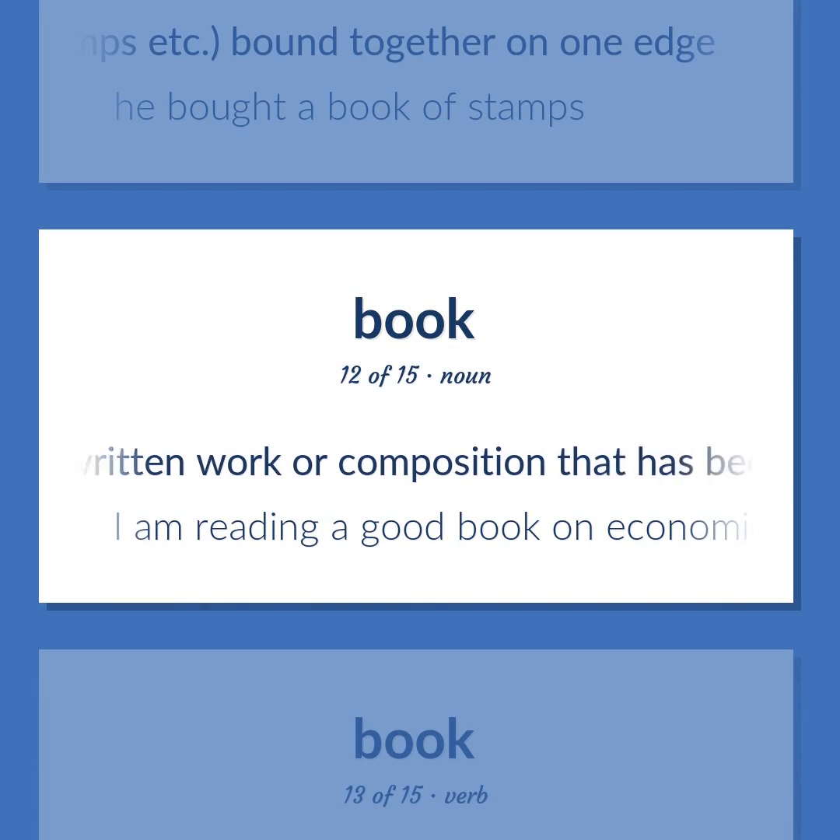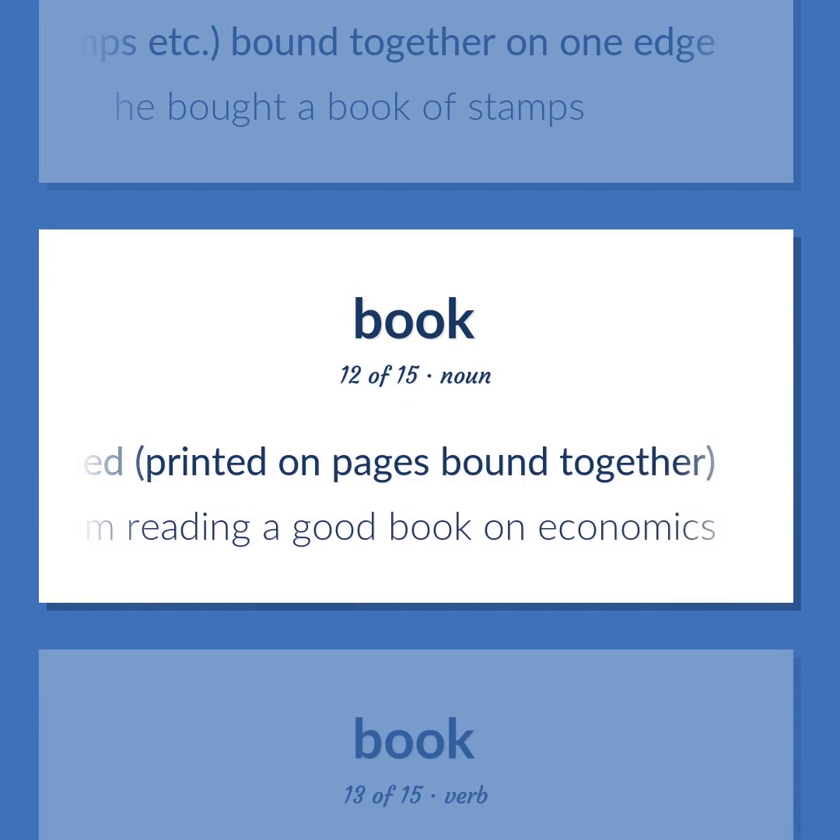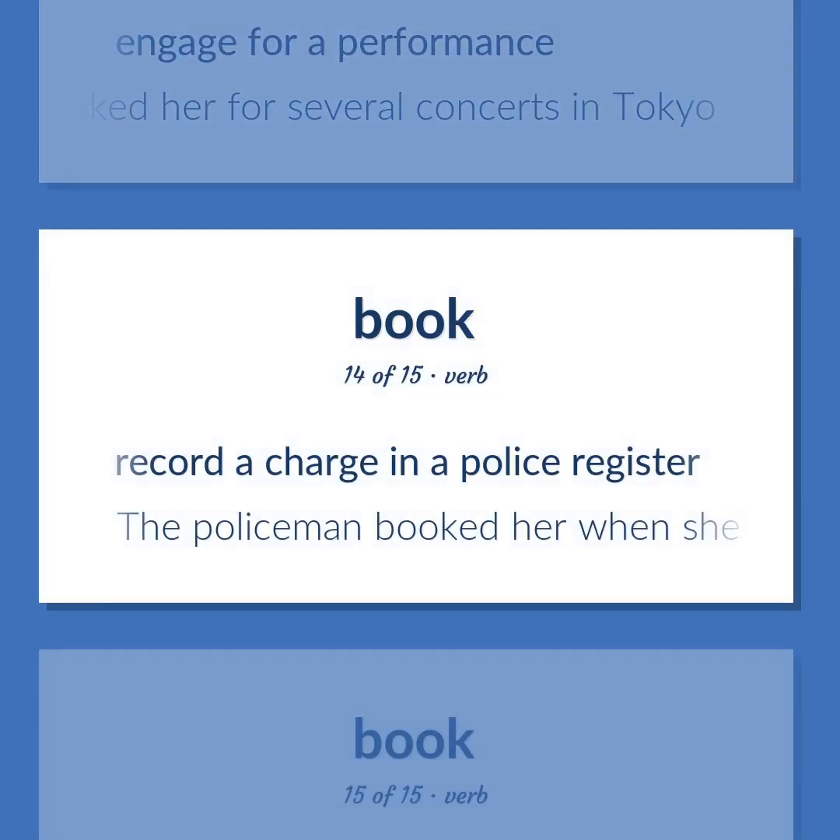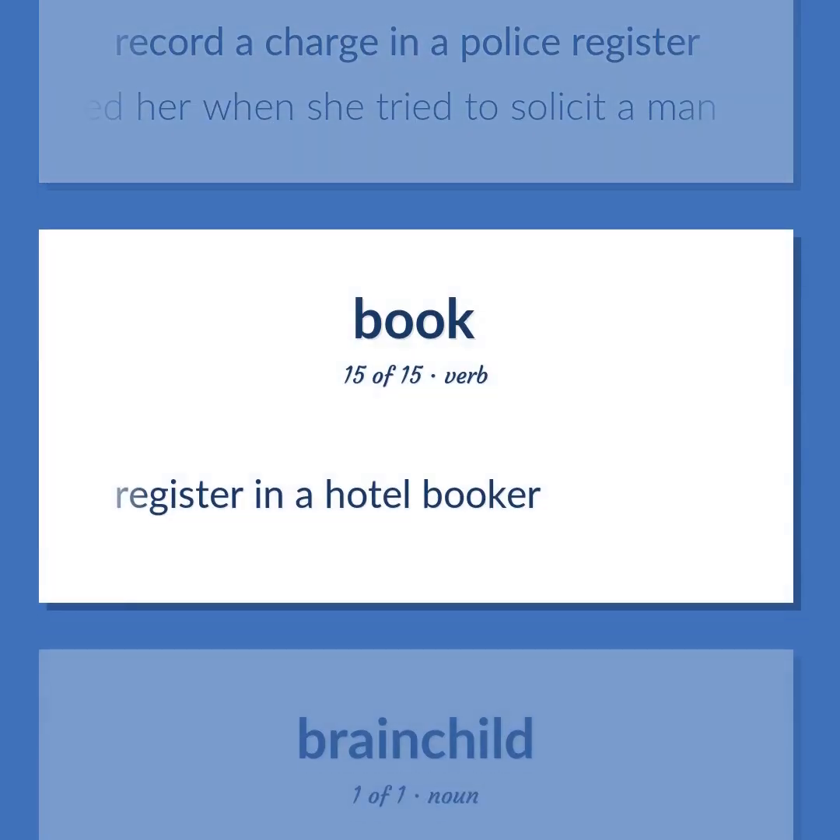A written work or composition that has been published, printed on pages bound together. I am reading a good book on economics. Engage for a performance. Her agent had booked her for several concerts in Tokyo. Record a charge in a police register. The policeman booked her when she tried to solicit a man. Register in a hotel book.